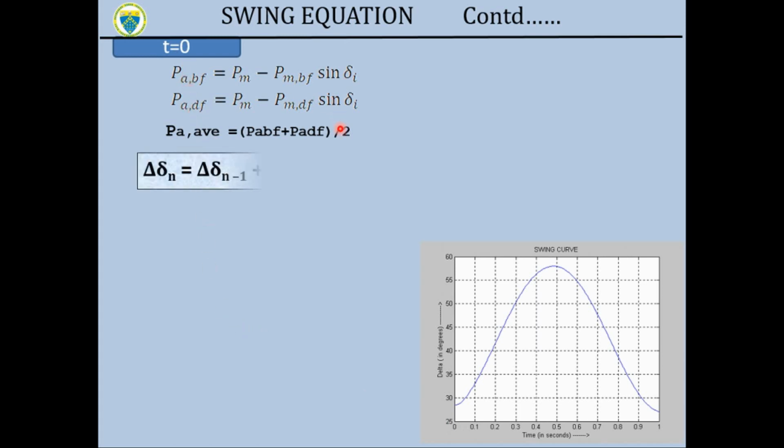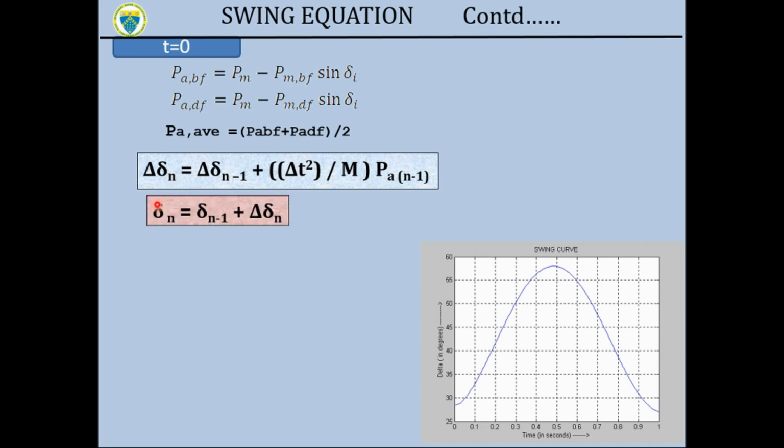Now after calculating this, the change in delta you calculate as I have explained in the previous slide. So PA you are going to substitute, M already you have calculated from the given values, delta T you have also defined, and change in delta you initialize to 0 as the starting value. So all the values are available, so you are going to evaluate delta and delta N. From this you find that delta N is equal to the delta rotor angle in the previous interval plus the change in the rotor angle from this equation.